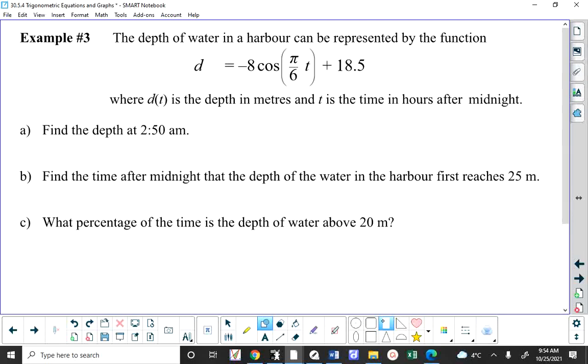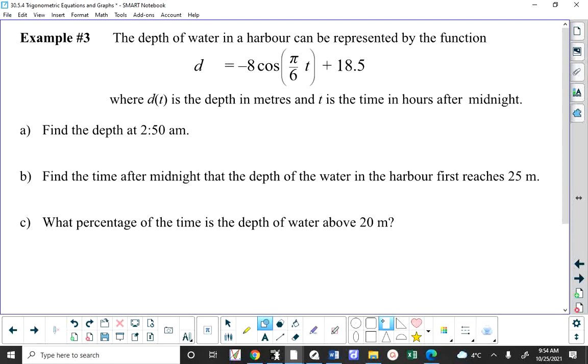Okay, t is not being multiplied by d, it's just d. So what is this question saying? It's saying the depth of water in a harbor, in a particular harbor, can be modeled by this equation where d is the depth of water in meters and t is the time in hours after midnight. Okay? So if I wanted to know the depth of the water at 4 in the morning, I would put 4 in for t, because that's 4 hours after midnight. And that's exactly what we're going to do for A.